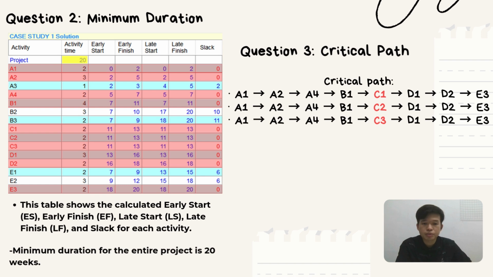It's because all 3 activities, C1, C2, and C3, take the same duration, which is 2 weeks, and represent different ways to develop key components in the project. Having multiple critical paths shows that the project is tightly scheduled with little room for errors.